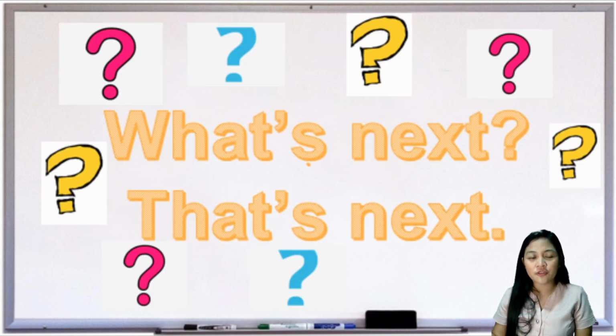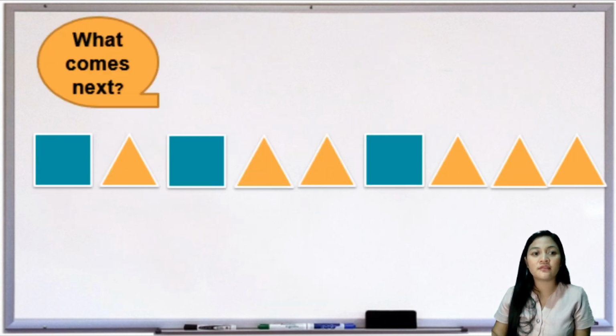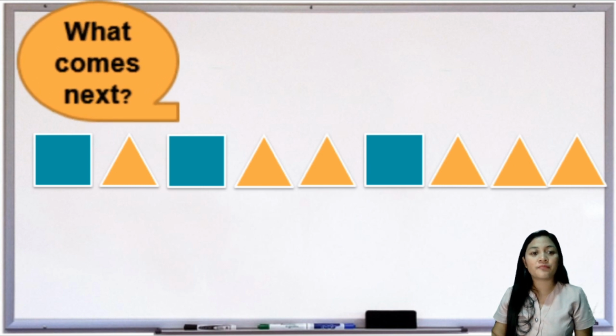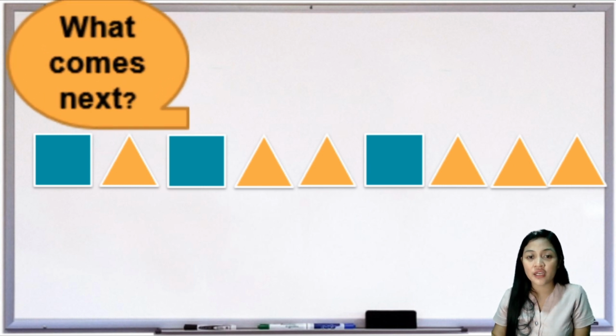Now, before we proceed to our topic, let's have an activity that is so-called what's next, that's next. What you have to do is to guess what's next in each given. Let's have this one. What comes next? Is it a square or is it a triangle? Think of it. That is a square. Okay, how about this one?